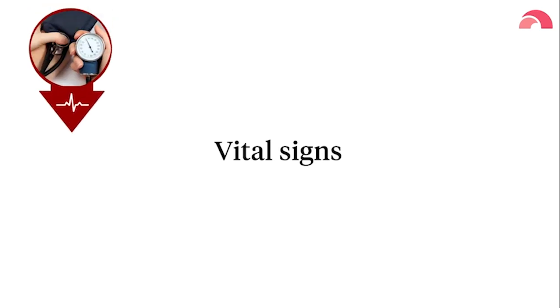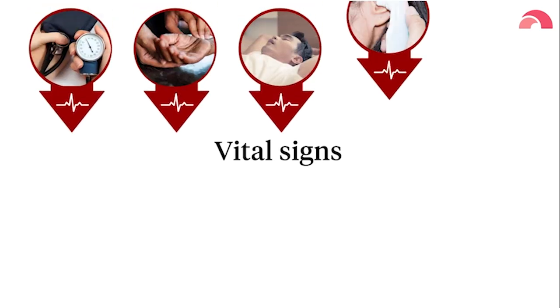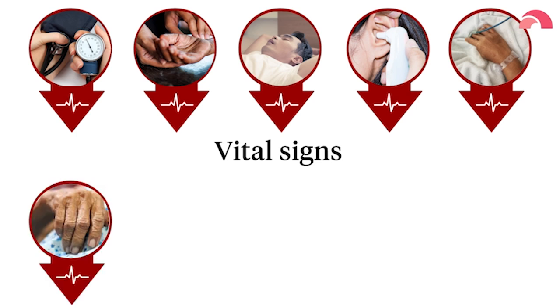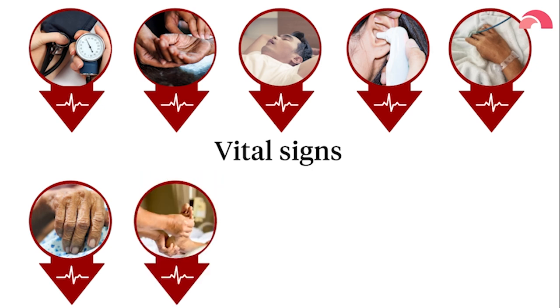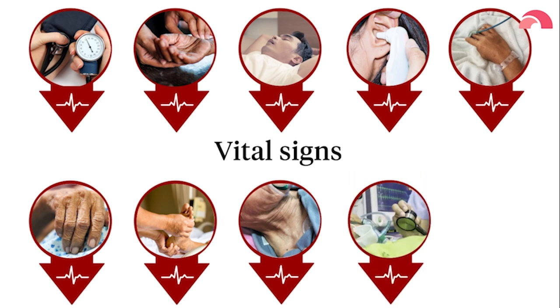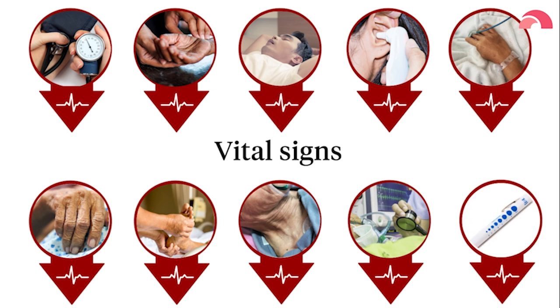Of course, the vital signs we are all familiar with are the hemodynamic parameters, which include blood pressure, pulse rate, respiratory rate, temperature, and oxygen saturation. But vital signs are more than just these. Vital signs also include assessment of the skin, mucous membranes, and nail beds, assessment of peripheral and central perfusion, assessment of the JVP, the jugular venous pressure, auscultation of heart and lung sounds, and a neurological assessment.